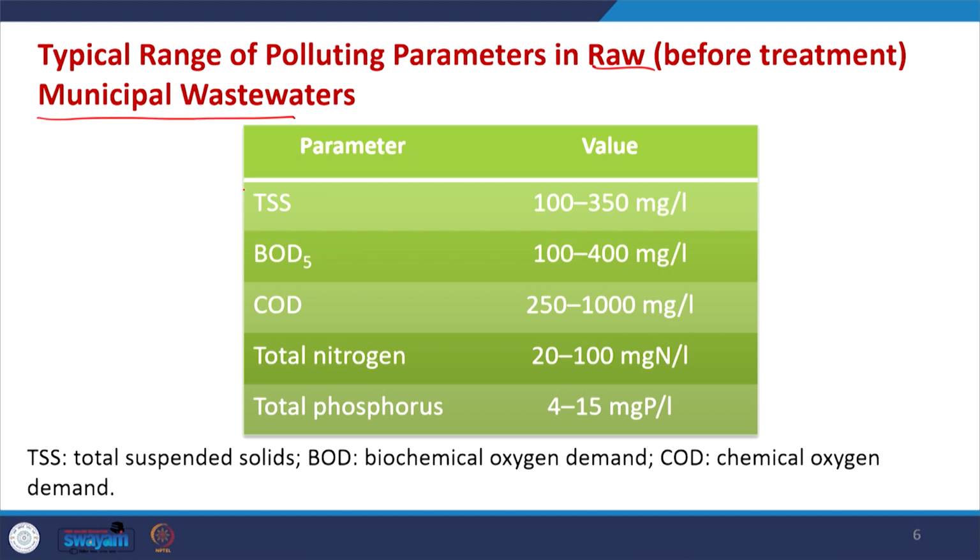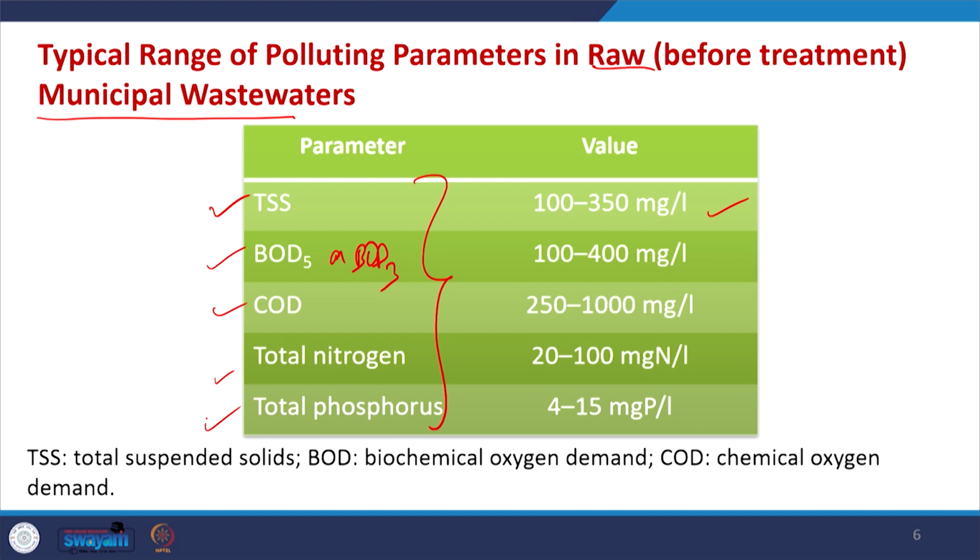We have different parameters which are listed here, and we are going to study these parameters further. TSS is total suspended solids, BOD is biochemical oxygen demand, COD is chemical oxygen demand, and this is total nitrogen and total phosphorus. For biological treatment all these parameters are very important. BOD 5 or BOD 3 may be there. Their ranges are given here: 100 to 350 milligram per liter for TSS, and COD 250 to 1000 milligram per liter. Certainly, it may vary depending upon where it is getting generated. So, all these constituents may be present inside the water.